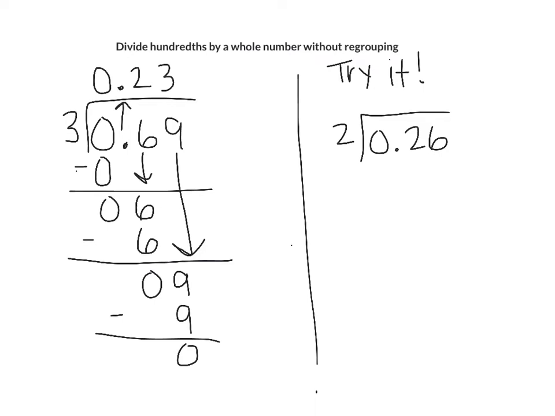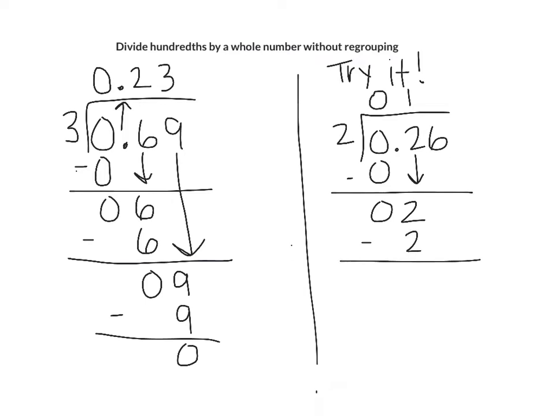Go ahead and pause the video and try the next example on your own. 26 hundredths divided by 2. We're going to start by dividing our ones place. So we would do 0 divided by 2, which is equal to 0. 0 times 2 is 0. 0 minus 0 is 0. We bring down our 2 tenths. 2 tenths divided by 2 is equal to 1 tenth. 1 tenth times 2 is 2 tenths. 2 tenths minus 2 tenths is equal to 0.